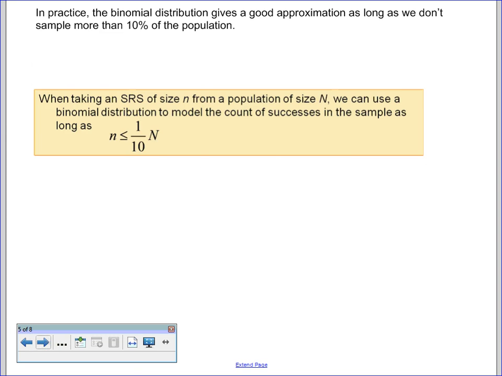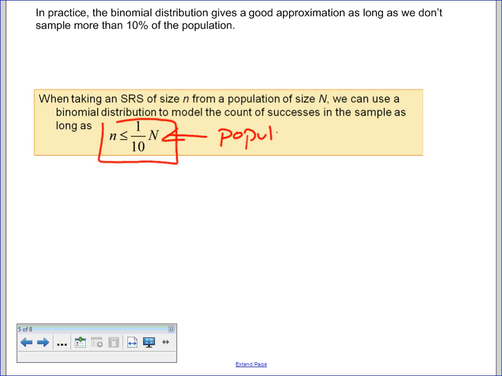And what we'll find is that in practice, the binomial distribution gives a very good approximation as long as you don't sample more than 10% of the population. And so you'll see this formula here. Big N is the population size, and little n is the sample size. And this is going to become a big deal as the year goes on, because we can approximate stuff with the binomial distribution, as long as we don't take more than 10% of the population.